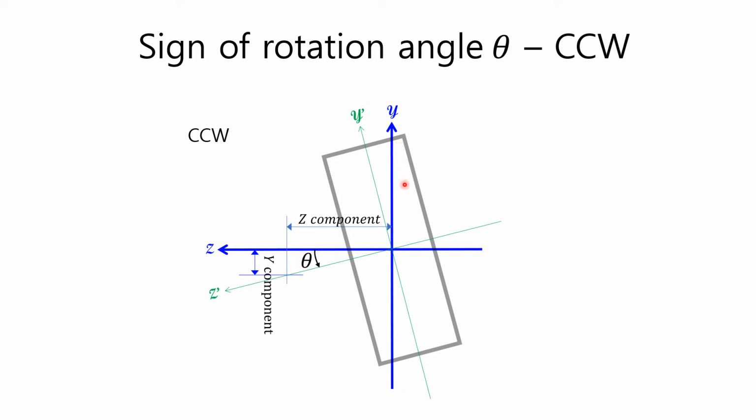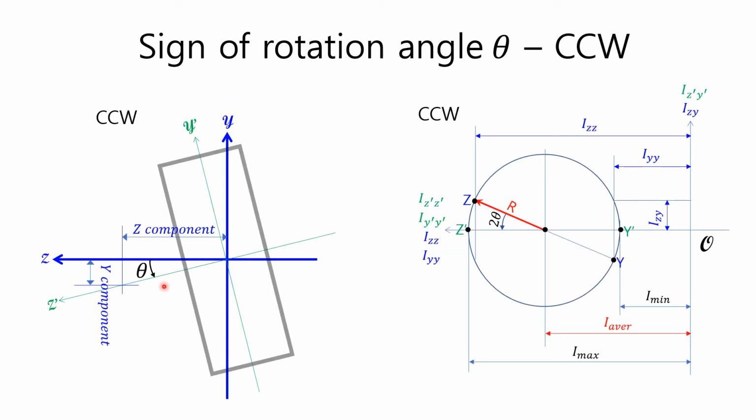Let's look at the counterclockwise rotation of the coordinate axis and how it appears on the Mohr circle. The blue thick lines represent the current axis, and the green thin lines represent the coordinate axis rotated counterclockwise by an angle theta. The sign of theta is negative because the z component is positive and y component is negative.